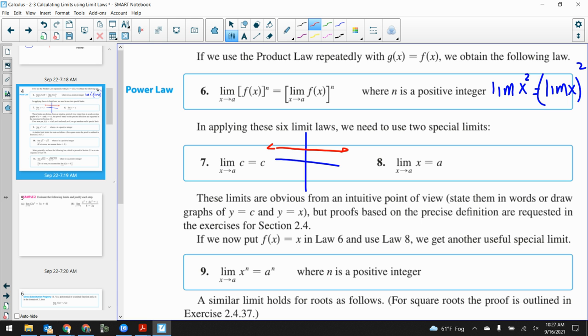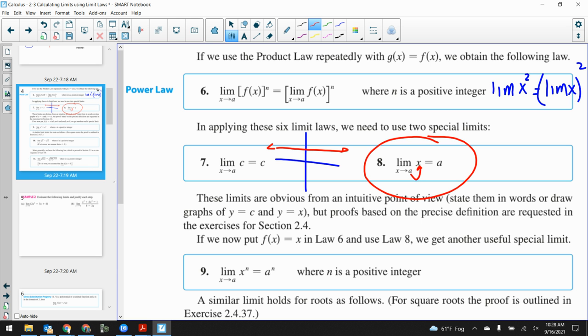The limit as x approaches a of x is a, and that is an extremely powerful statement right there. This is saying that if you have the limit as x approaches a of just x, all you need to do is just plug in that a for x, and there's your answer. There's your limit. That is going to lead us to the substitution rule, which is right down there, which is really close to us. The limit as x approaches a of x is equal to a.